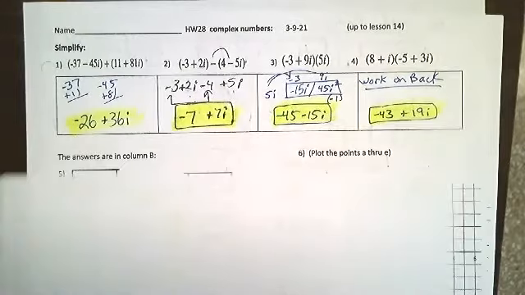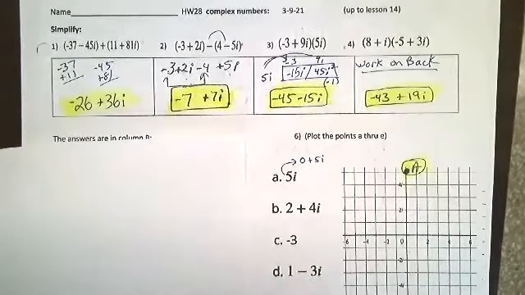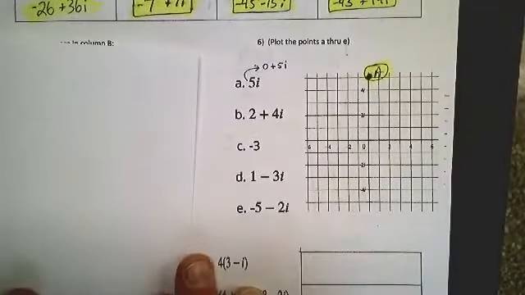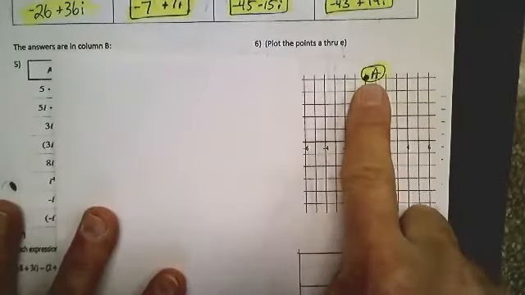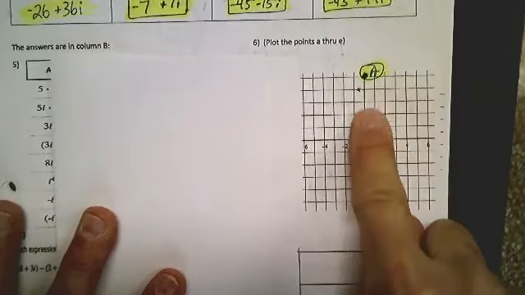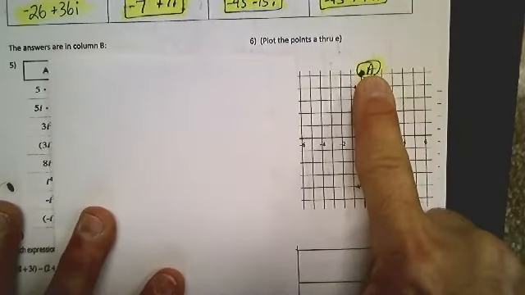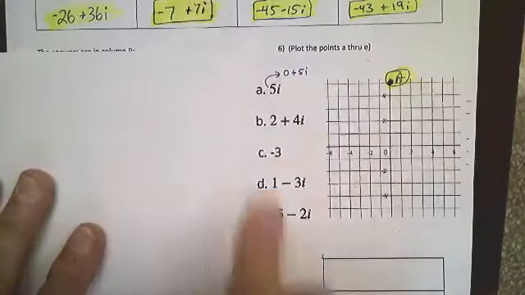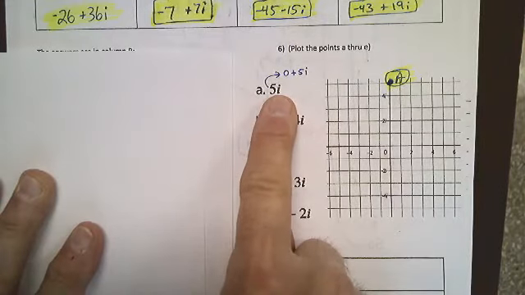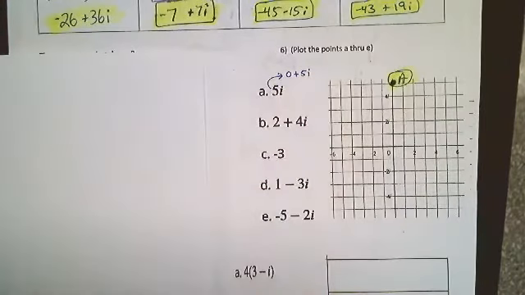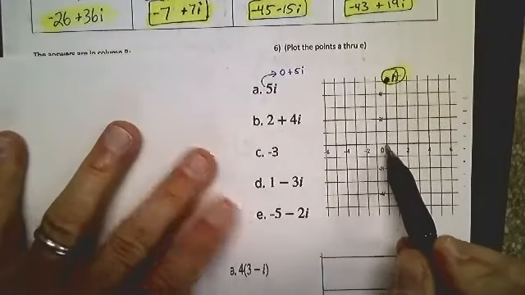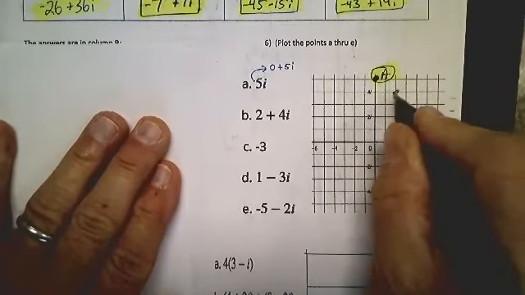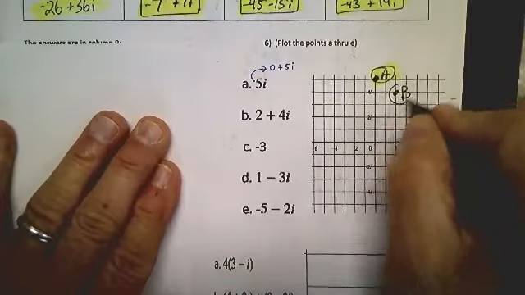Now, on the graph part over here, yes, you have to be able to plot a number. You should be able to look at that point A and know that it is directly 5 units up. So this is the number 0 plus 5i. Or if I give you the number to plot, you should be able to plot 5i. And then on the second one, we have 2 plus 4i. So you start in the center. You go to the right 2, up 4. 1, 2, 3, 4. There's a dot. And you can put the letter B right beside it.